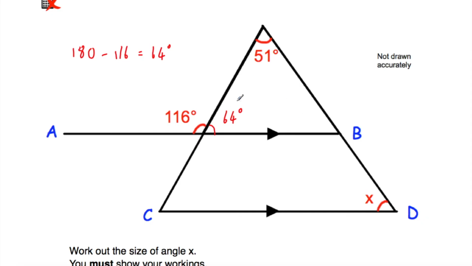Alternatively, what we could do is look at this angle and say it's corresponding to this angle, and then consider the large triangle and add together the 51 and the 64, and then take that away from 180 degrees, and that'll be the size of this angle x as well. Okay, so let's find the size of this angle x.